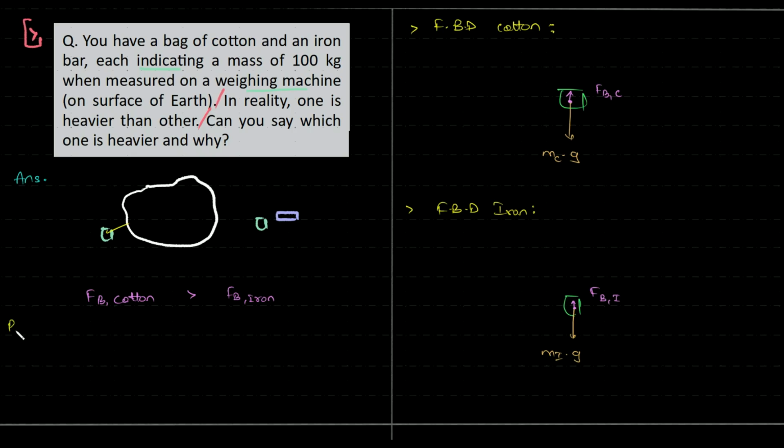The reason being simple, it's very simple. Volume of the cotton is more than volume of the iron. So obviously this will experience more buoyant force, as simple as that. Okay guys. But their net force turns out to be same. The net force in both the cases turns out to be same. 100 into 10, that is 1000 Newton. Is it not?